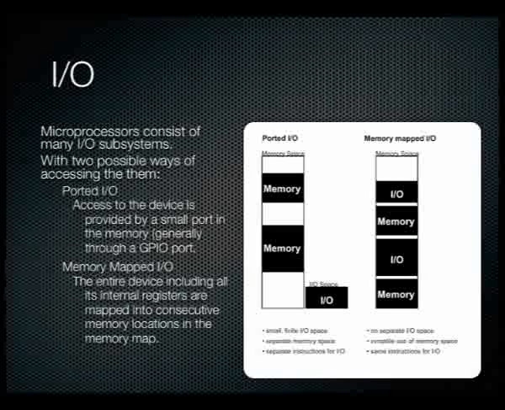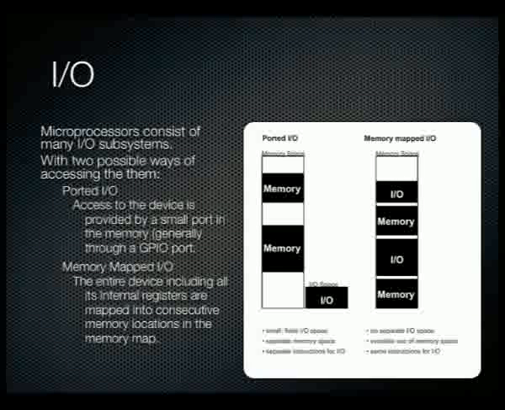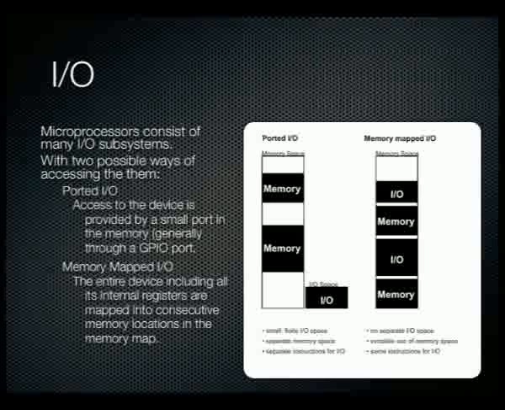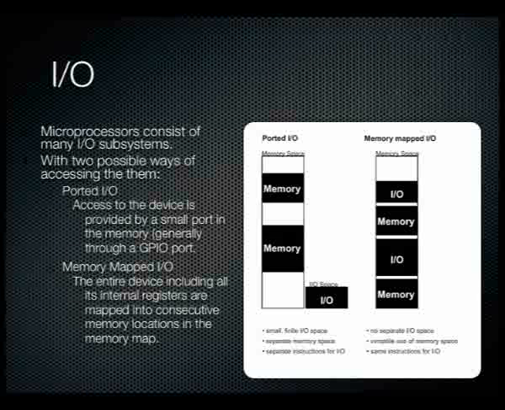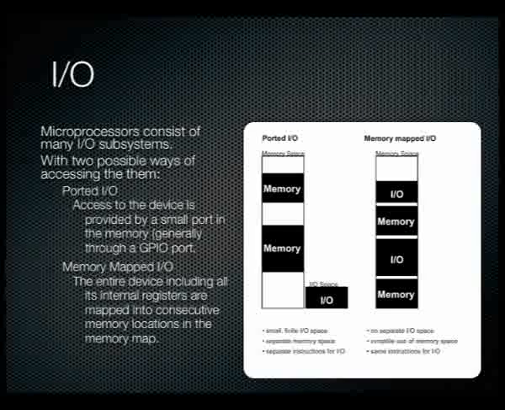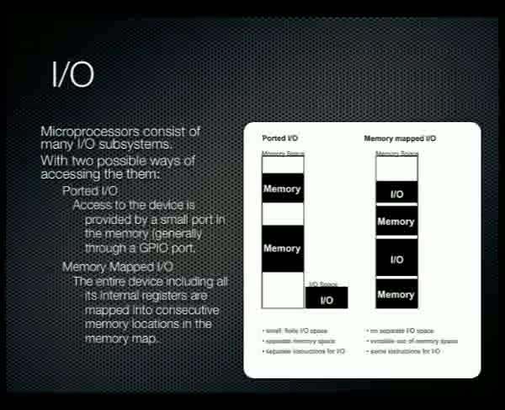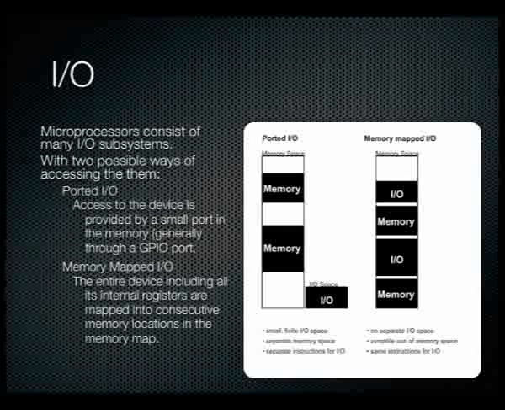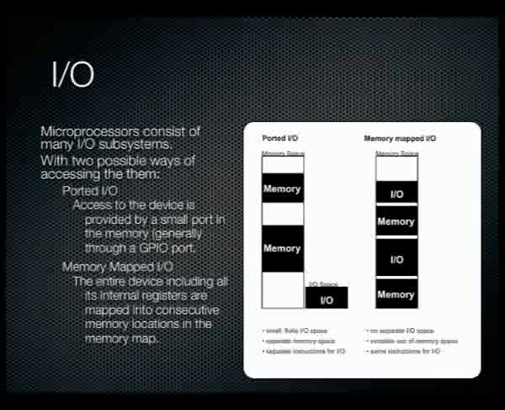The other alternative, which is a better alternative, is memory mapped I/O. So therefore the entire device, including all its internal registers, are mapped into consecutive memory locations in the memory map. So an example of memory mapped I/O is of course all the internal subsystems inside our processor. So all our SPI, our serial, our analog digital converters, they all have their entire register set mapped into our memory space in the lower 2K of our memory.